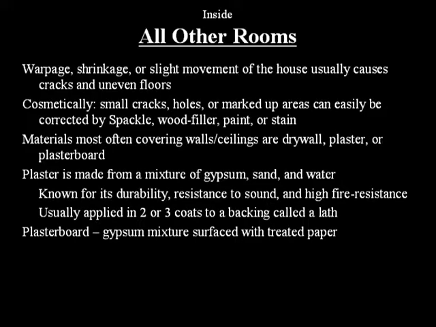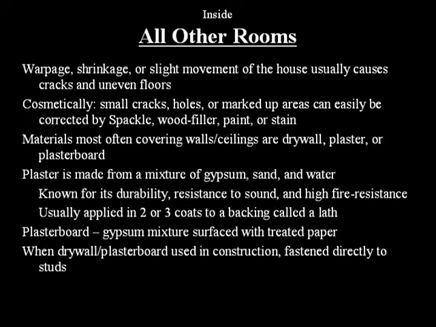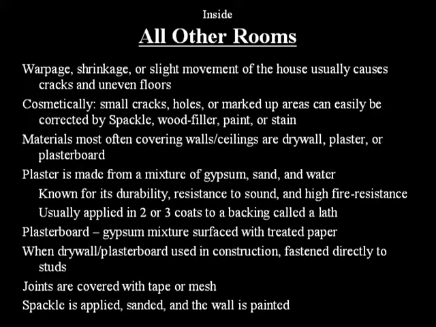Plasterboard is the gypsum mixture that is surfaced with treated paper. When drywall or plasterboard is used in construction, it is fastened directly to studs. Their joints are covered with a tape or mesh. Then spackle is applied, sanded, and the wall is painted.